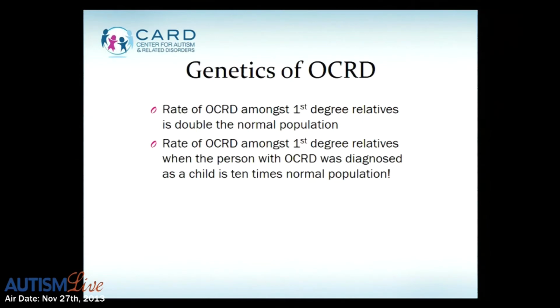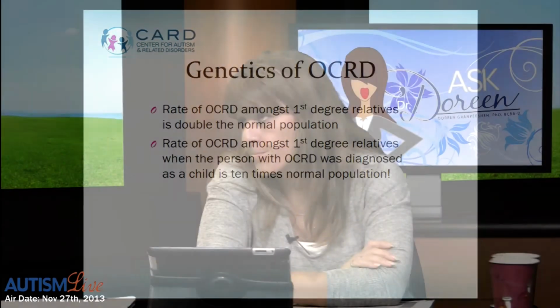Now here's the second point, which is more important. If you had obsessive-compulsive disorder as a child, then the likelihood that your children will have it is 10 times as much. Wow. Yeah. So I found that to be very interesting because it is something to think about. It absolutely is something to think about.